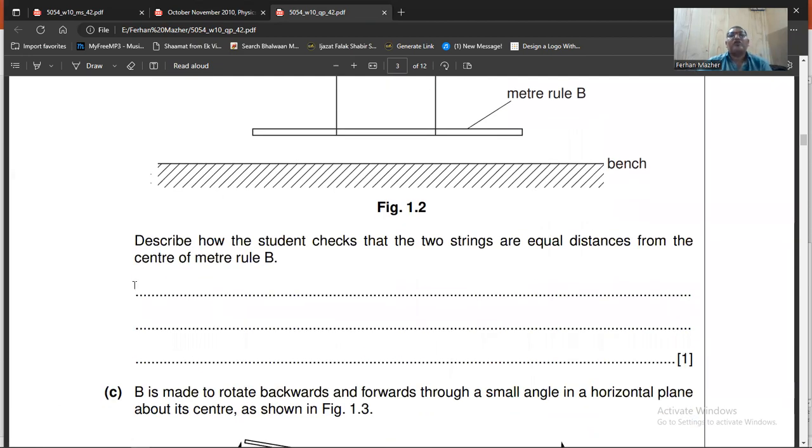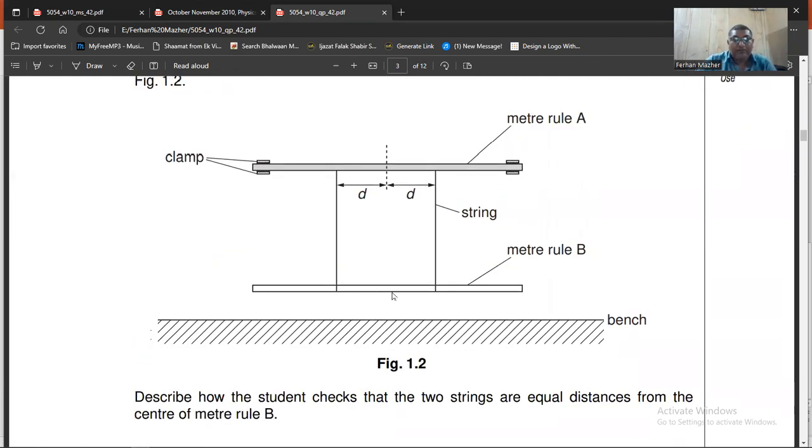The question is, describe how the student checks that the 2 strings are at equal distance from the center of the meter rule B. So what you can do, I can measure the distance of the string on the right from the right end of the meter rule B. Also check the distance of the string on the left from the left end of the meter rule B. If both these distances are equal to each other, that means the strings are at equal distance from the center of the meter rule B. Another method can also be that you can measure the distance from the center of the meter rule B.